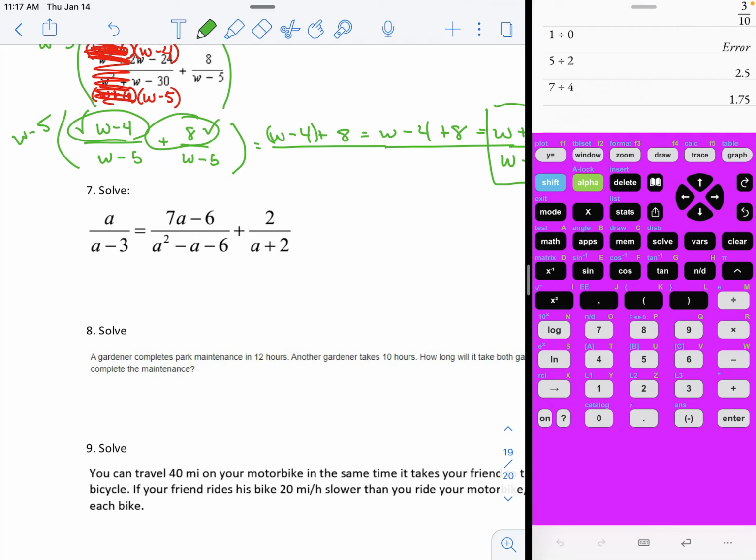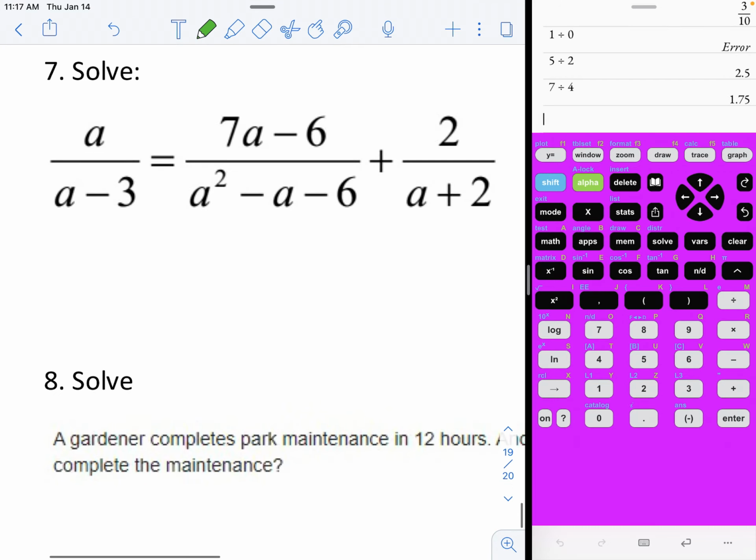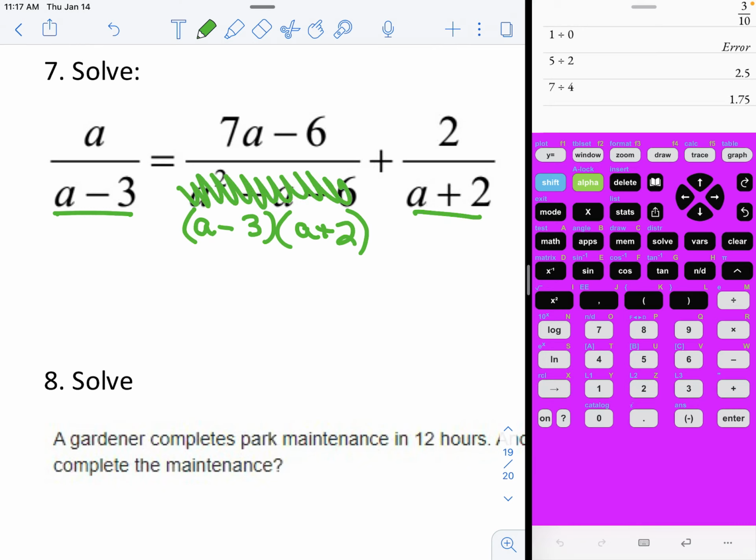Number 7 wants us to solve. So we've got to factor anything that factors. That does not factor. This does factor. That does not factor. Pause the video, please. Factor the middle. Welcome back. You should have a minus 3 and a plus 2. That should be all gone. Nothing in the top factors, plus it really would not have done anything nice for us anyway.